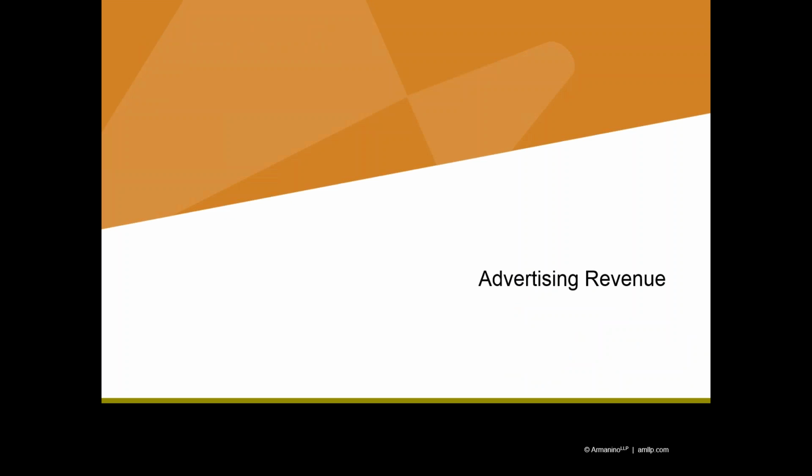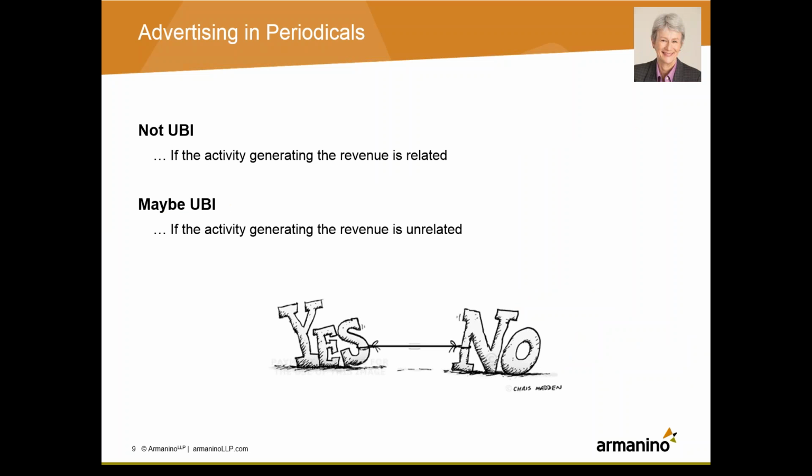So we begin with advertising revenue. If you think of this analysis as a decision tree, up at the top, you would have a not UBI or maybe UBI choice. So your first question is: is the activity that is generating the revenue related to the organization's exempt purpose? If it is related, then it's not UBI and you're done, and you can all go back to work doing whatever it is that you were doing before.